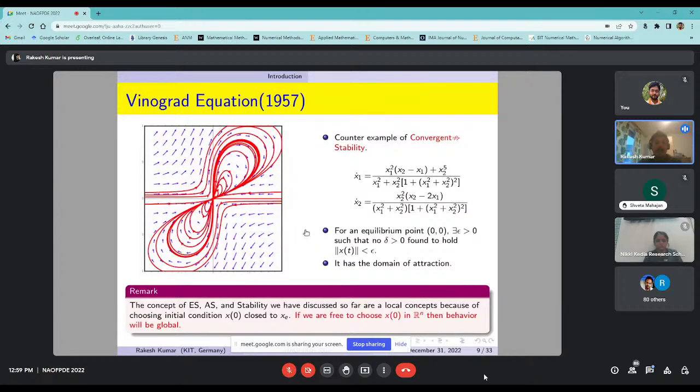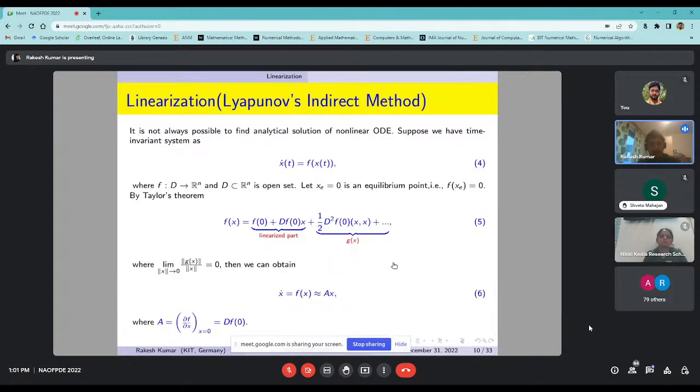This is Vinograd's equation. It is a counterexample: every solution converges, but it is not stable in the delta neighborhood of the initial condition. If we are free to choose x in there, there are linear difference equations that have an integral solution.